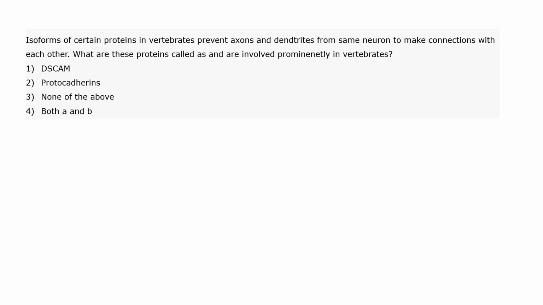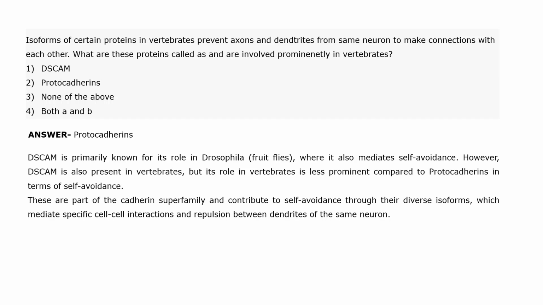Okay, so the answer to this question is protocadherins. Basically option A and B might seem to be the answer, but DSCAM, the first option, is found predominantly in the case of Drosophila. In the case of vertebrates, from the question itself, it is said that it is predominantly found in vertebrates, right? So the answer to this question is protocadherins. DSCAM also has a similar function in the case of Drosophila.